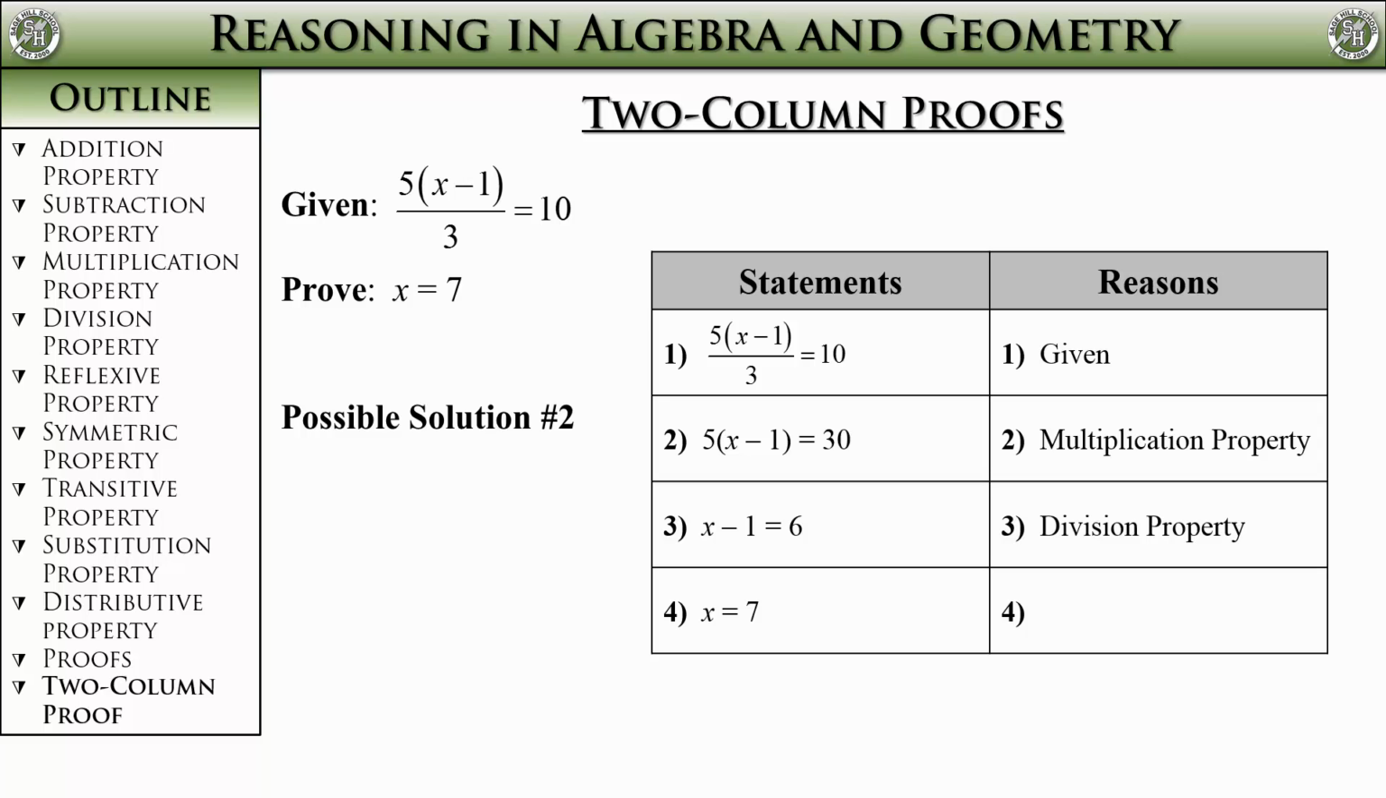How did we get here? We added 1 to both sides of the equation. What says I'm allowed to do that? The addition property. So this just illustrates that you can go about proofs in multiple ways. As long as you justify everything correctly in the reasons column, you can take whichever path you like.